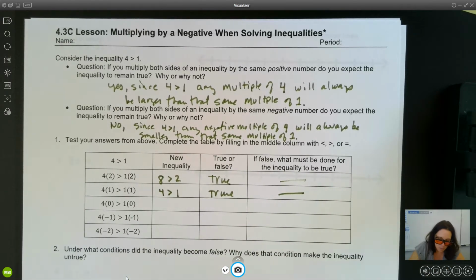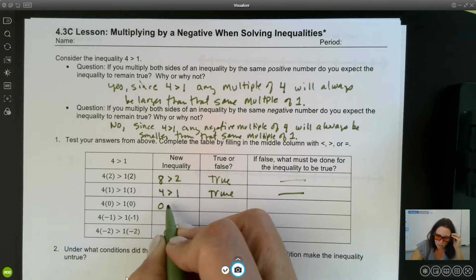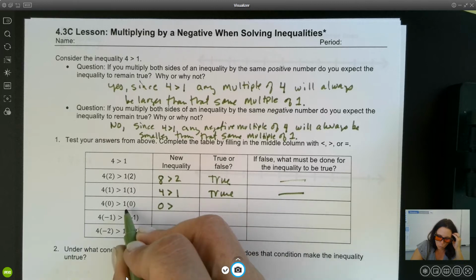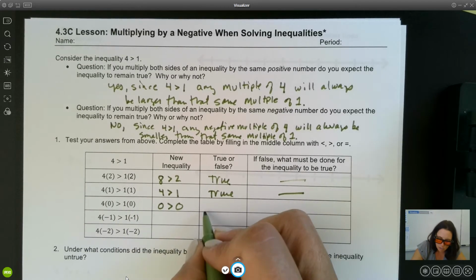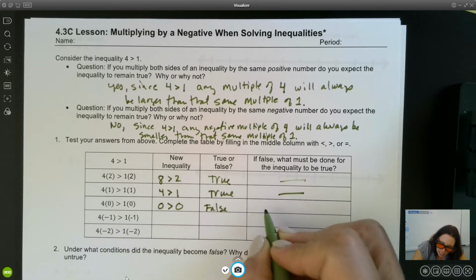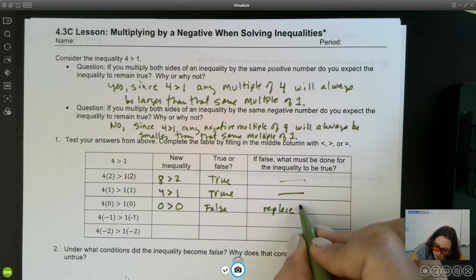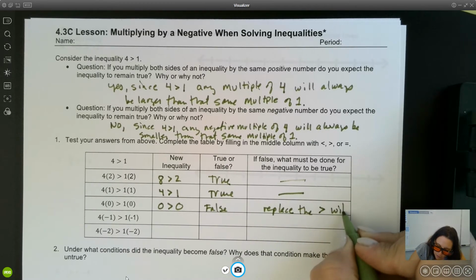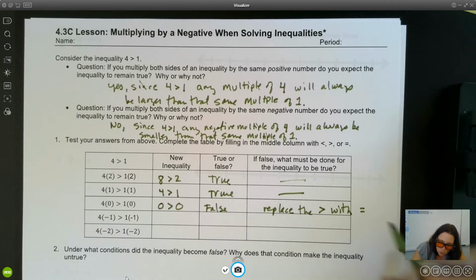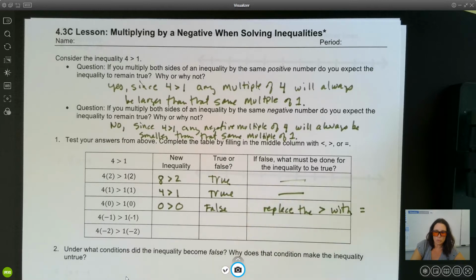All right, so if we multiply by 0, 4 times 0 is 0. 0 is greater than 1 times 0. 0 is greater than 0. False. We would need to replace the is greater than with an equal sign. Okay, so it says what must be done for the inequality to be true.